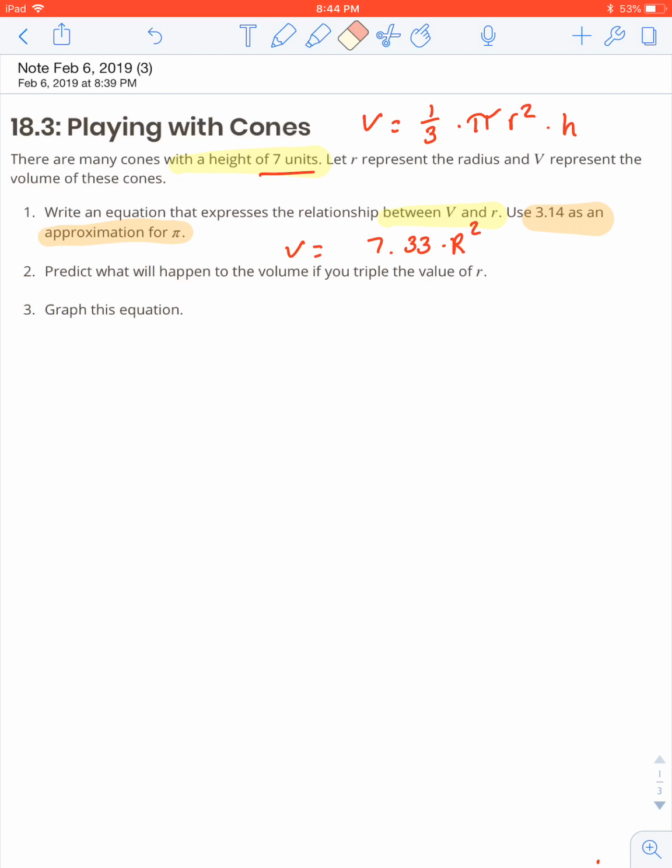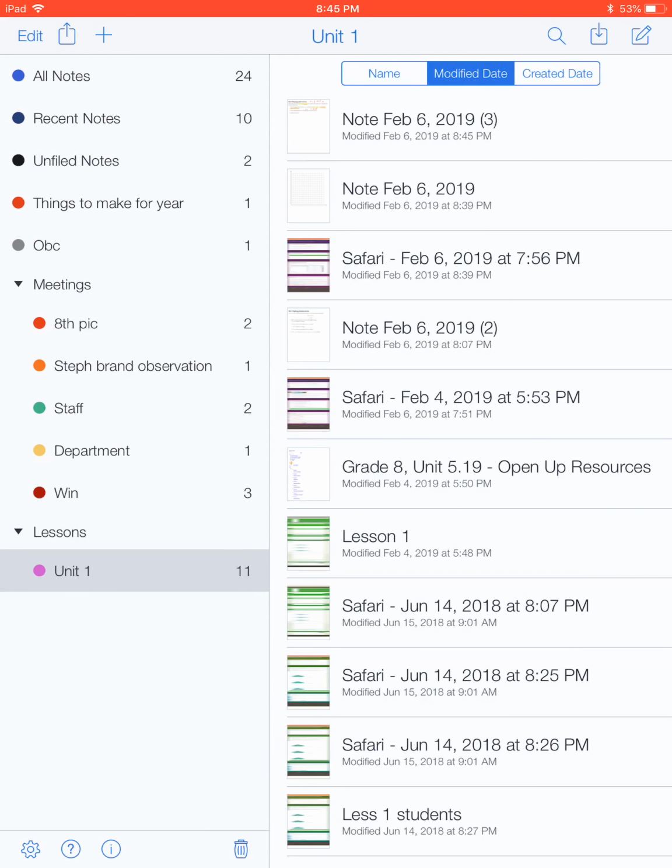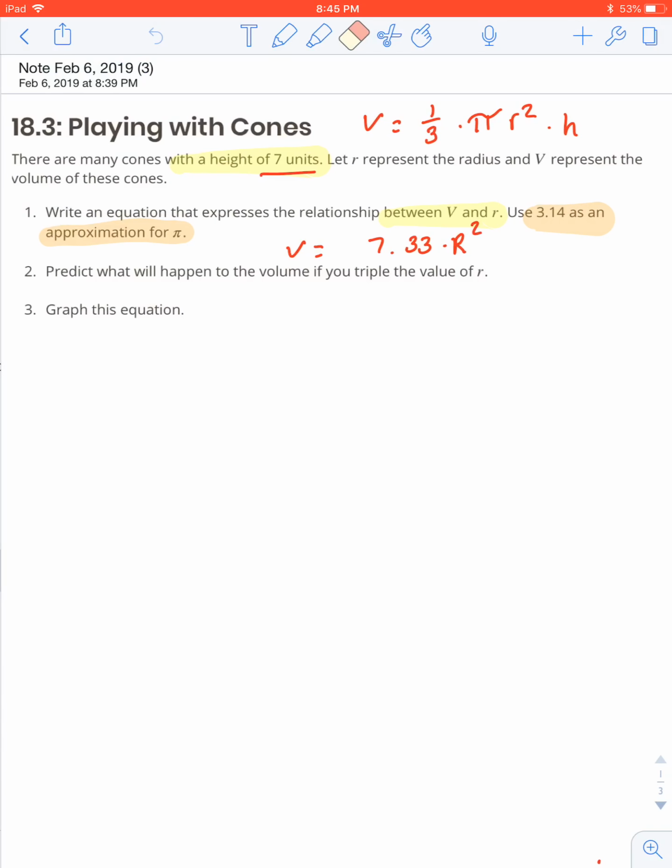And what I want you guys to do now is go ahead and answer question number 2. I want you to make a prediction as to what you think is going to happen when you triple the value r. Okay, go ahead and do that now. Please keep in mind what we discovered happened in our other experiment when we were tripling the numbers.